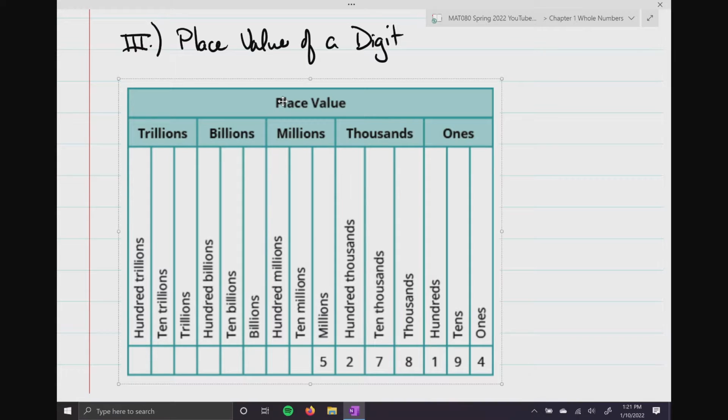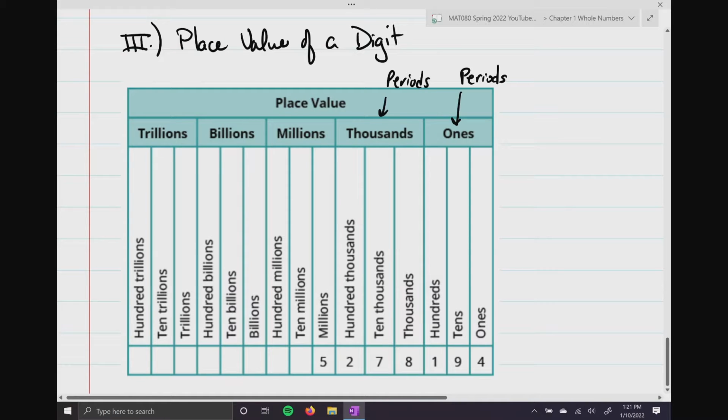Okay, and here's the picture that I was talking about from your book. This identifies all the place values that we have. First thing across the top, we've got the words place value. And the second row, reading from left to right, we have trillions, billions, millions, thousands, and ones. These are called periods.